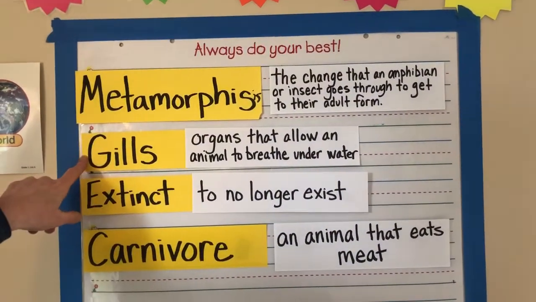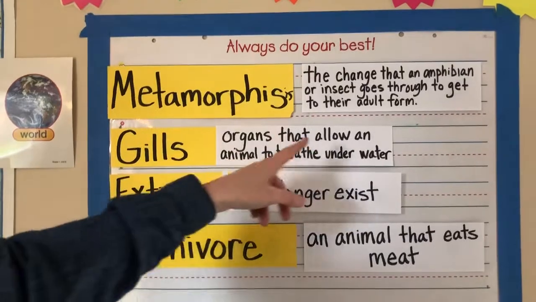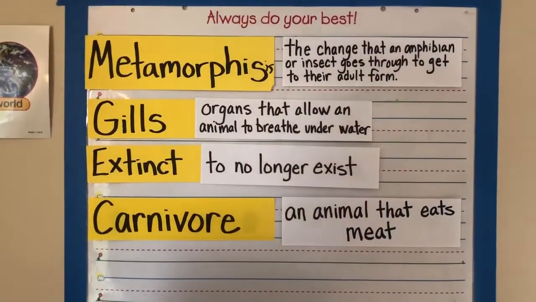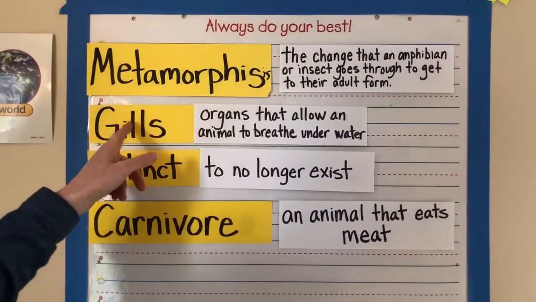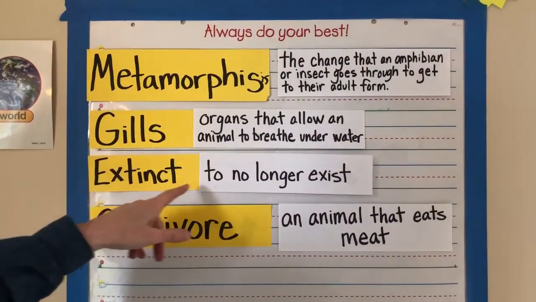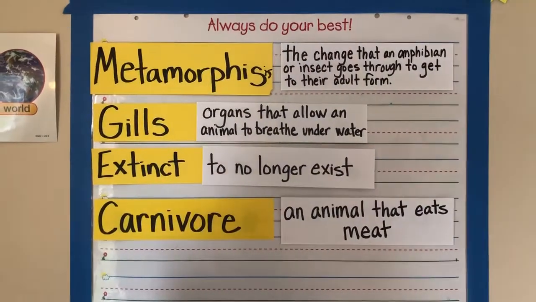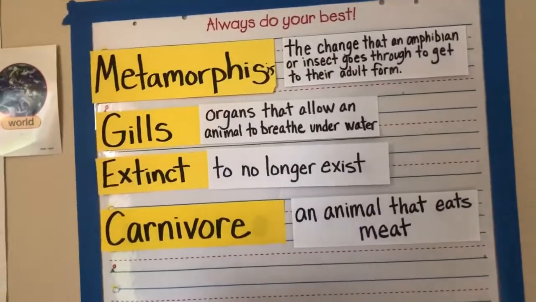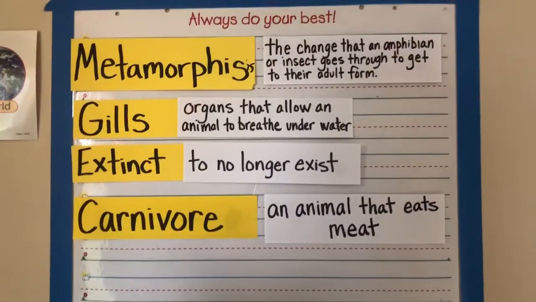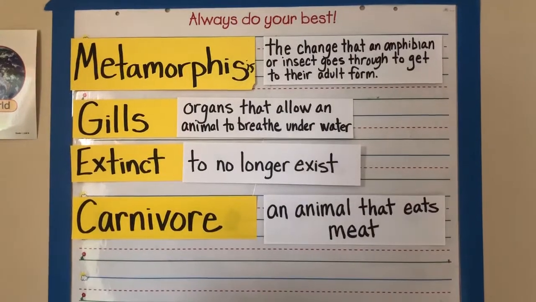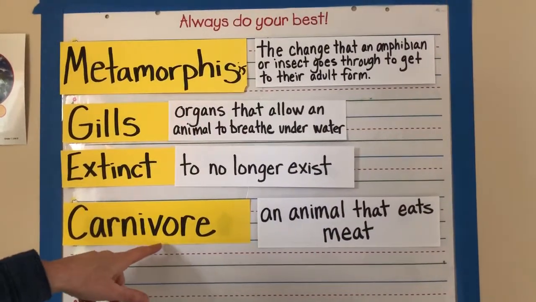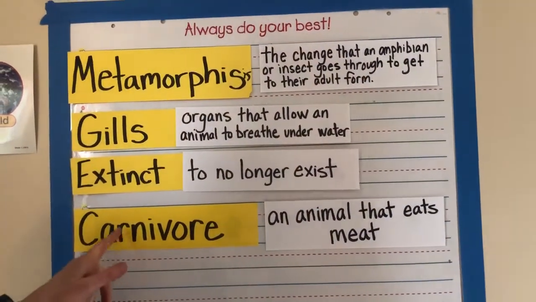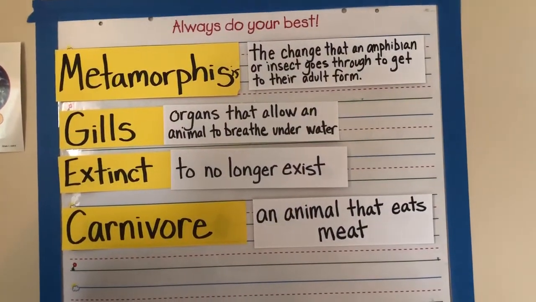The next vocabulary word is gills. And those are organs that allow an animal to breathe underwater. So amphibians have gills after they're born, and we'll learn that fish do too. Extinct, to no longer exist. This is a word we've heard and used before, but there are certain amphibians that are now extinct due to the fact that their habitat is being encroached upon. And then the last word is carnivore, which we just reviewed, and that is an animal that eats meat. And it's here because amphibians are carnivores.